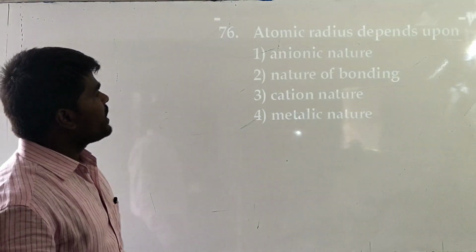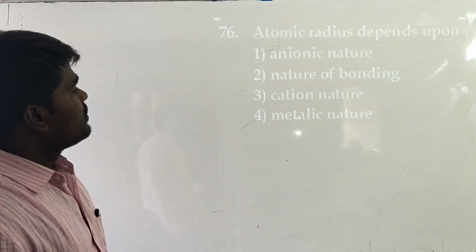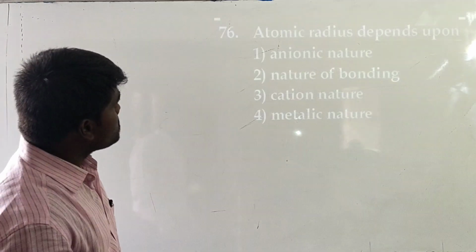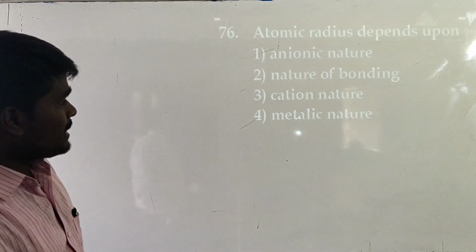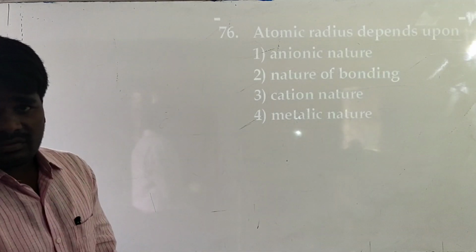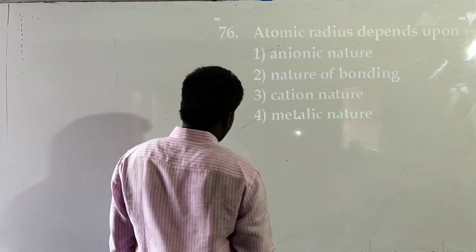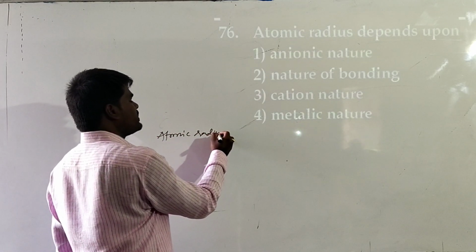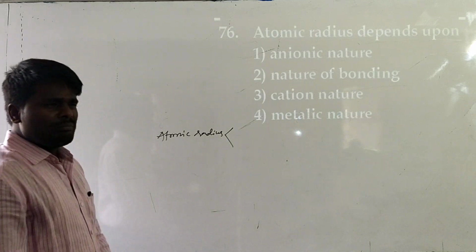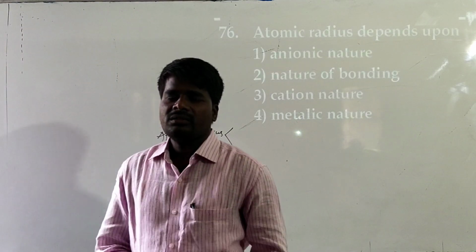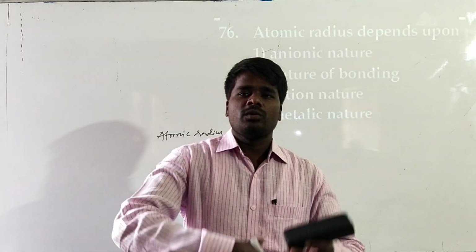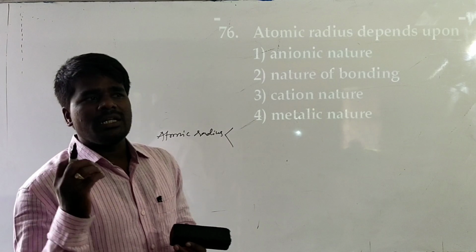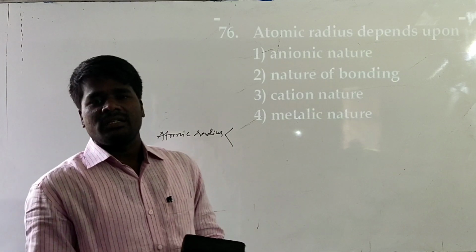Here comes our next question. The atomic radius depends upon anionic nature, nature of bonding, cation nature, metallic nature. In the periodic properties, we have discussed that atomic radius cannot be determined exactly. Why? Because of the limitation. What are the limitations? Atom is too small, there is no fixed boundary for the atom, and because of the wave nature of the electron, you cannot determine the exact value of the atomic radius.